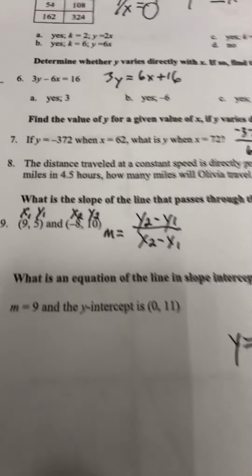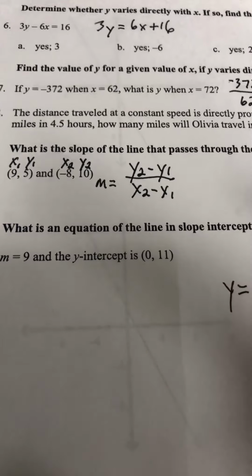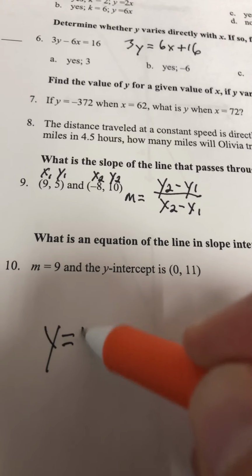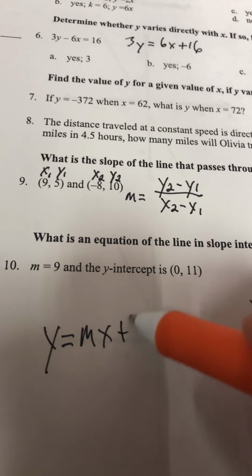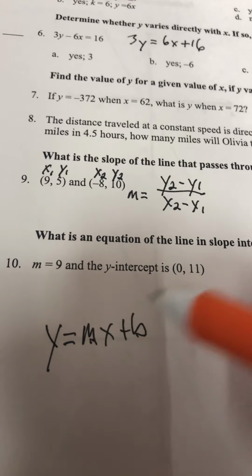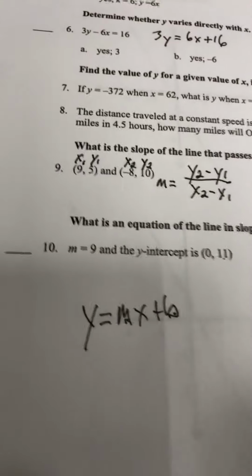This one actually is pretty easy. I mean, the y-intercept is 11. So if you know that y equals mx plus b, this is your slope, so you're just going to put 9 in for that, and you're just going to put 11 in for that. So save you some time.